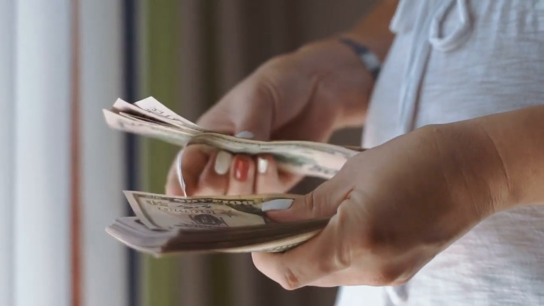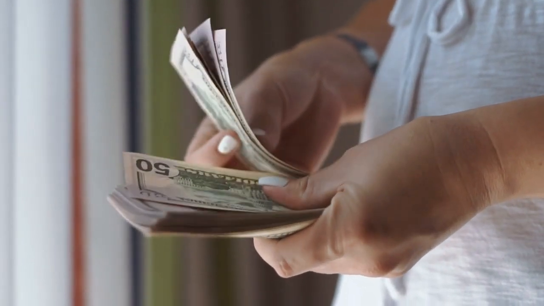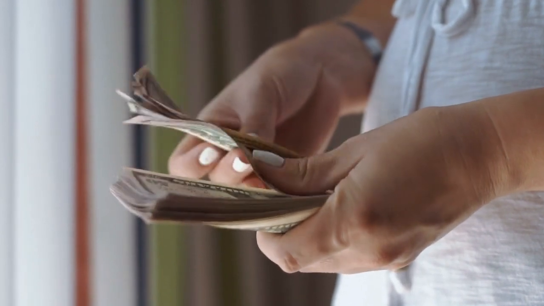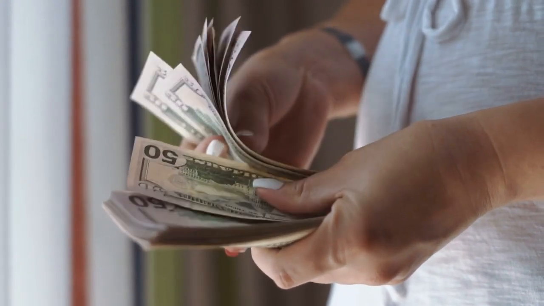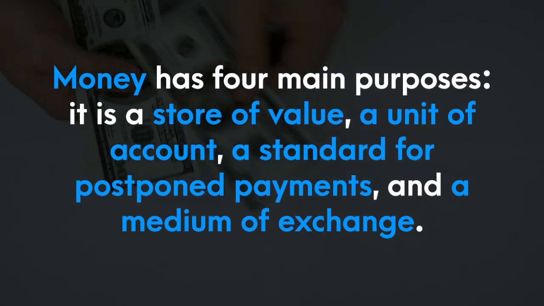Money is a product or token that is accepted legally and societally as a means of exchange for the payment of goods and services as well as the settlement of debts. Money acts as a standard of value for comparing the relative worth of various services and items, as well as a store of value. Money has four main purposes.